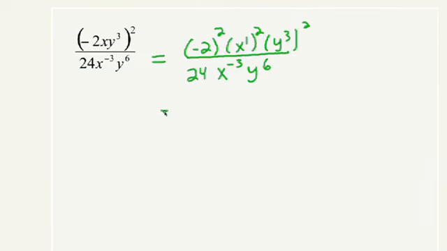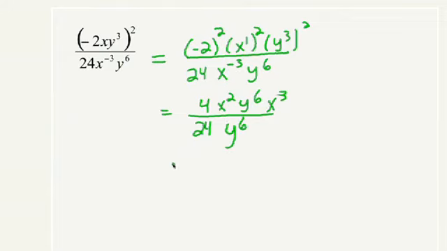All right, so let's use this power or product rule first. Negative 2 squared is negative 2 times negative 2, or positive 4. 1 times 2 is x squared. 3 times 2 is y to the 6th. I'm going to copy down the 24, but x to the minus 3 in the bottom is the same as x to the positive 3 in the top. And I still have this y to the 6th down here.